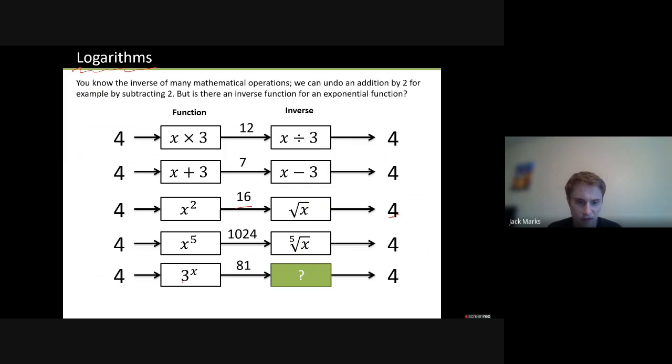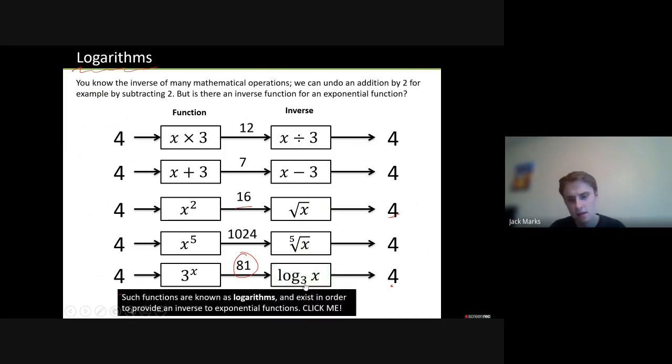Okay. If 4 is our input on 3 to the x, well, we would get 3 to the power of 4, we get 81. So what do we call the inverse then? What do we call the idea of going from 81 to 4? Well, the inverse of 3 to the x, I guess the exponential, is log base 3 of x. Okay, so these ones here match. These are called logarithms then. So this would be pronounced logarithm base 3 of 81. So you would say log base 3 of 81 is equal to 4.